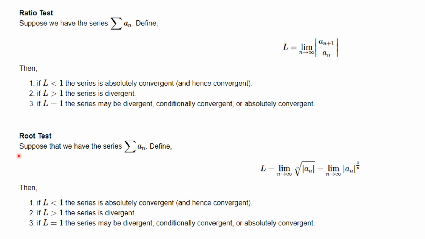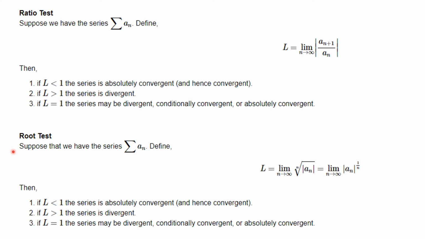Here are the ratio test and the root test. The ratio test. Suppose we have the series summation a sub n, and we define L to be equal to the limit as n goes to infinity of the absolute value of a sub n plus 1 over a sub n. Then, if L is less than 1, the series is absolutely convergent, and hence convergent. If L is larger than 1, the series is divergent, and if L equals 1, the test fails. That means the series may be divergent, conditionally convergent, or absolutely convergent.